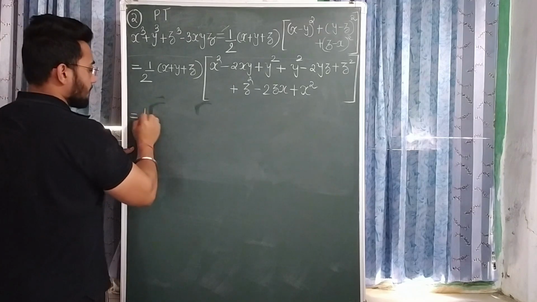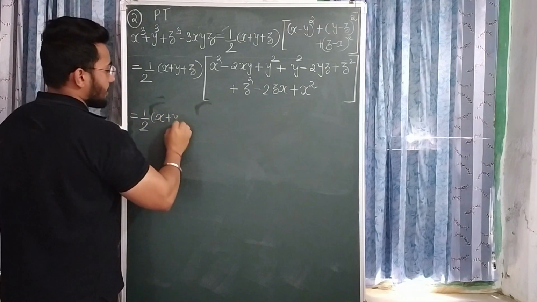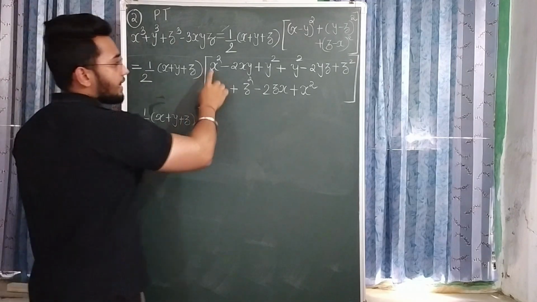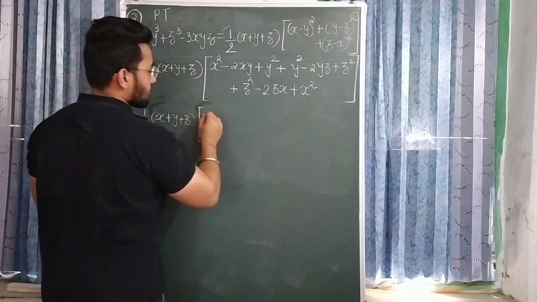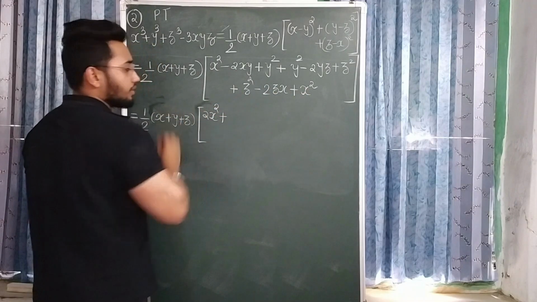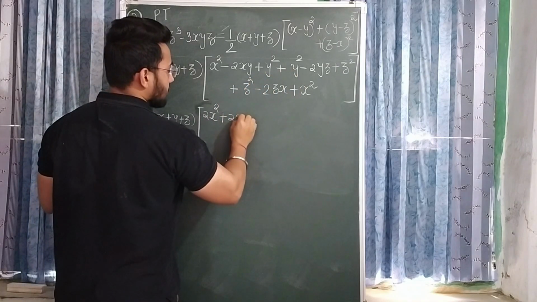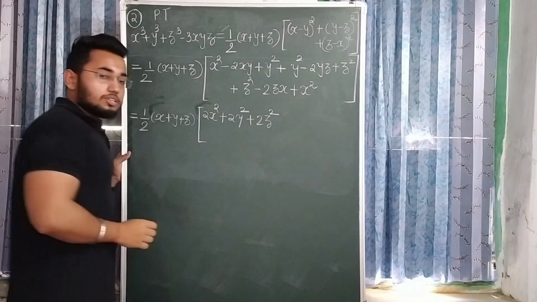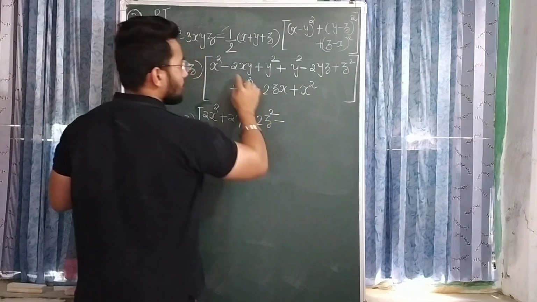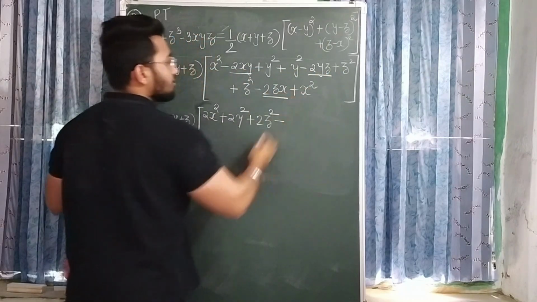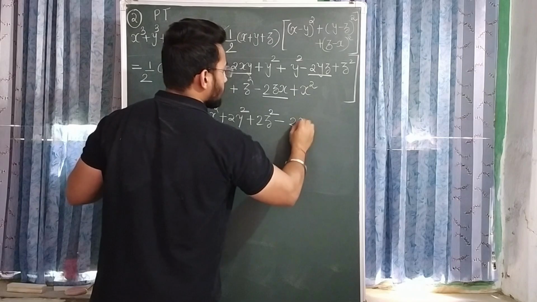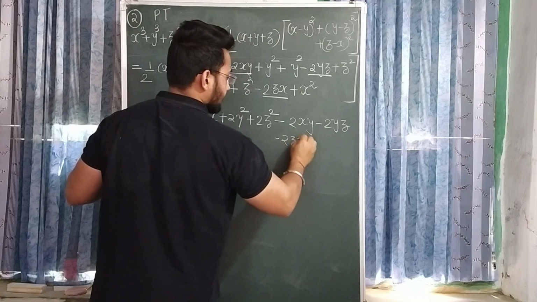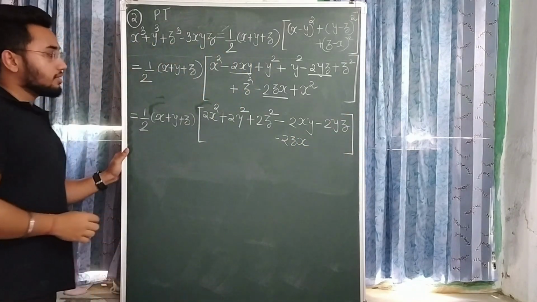Now second, half x plus y plus z. Now what should we do? x square plus x square, it will become 2x square. y square plus y square, this is 2y square, and z square plus z square, it will become 2z square. Now these three terms you have to write here as it is, because no operation is there. Okay, this is our second step.